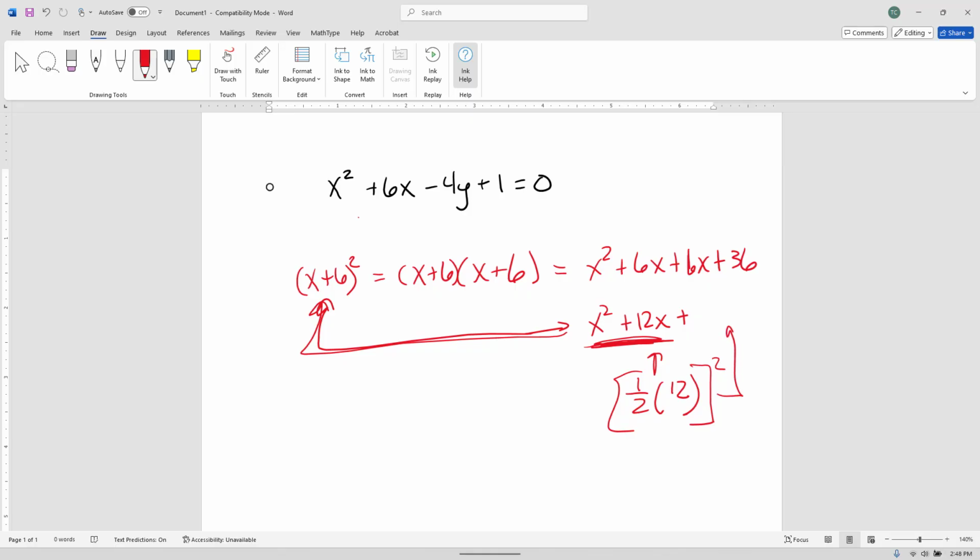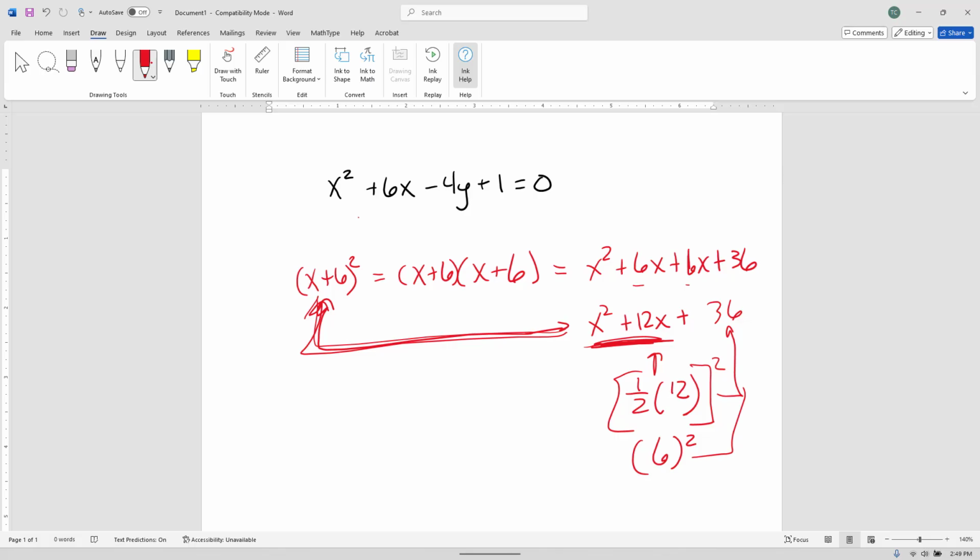Because half of it, because there's two of them, right? And that's going to be the number that gets squared. 6 times 6 is 36. So half of 12 is 6, squared is 36. So you're just grabbing half of that middle term, squaring it, and adding it on. That's creating a trinomial square, which therefore factors into a binomial square.